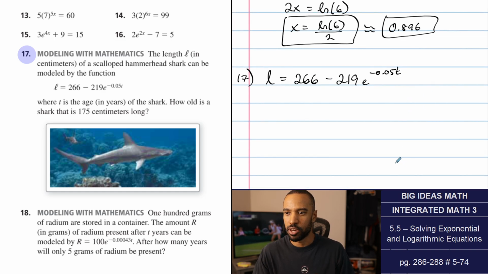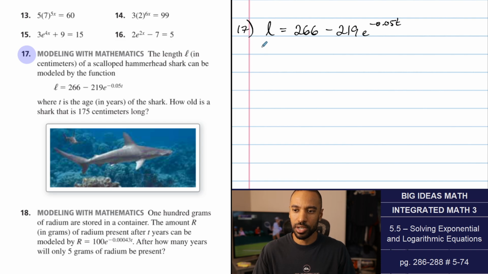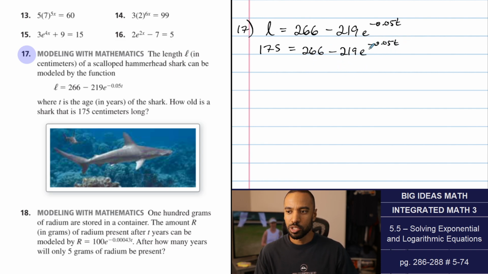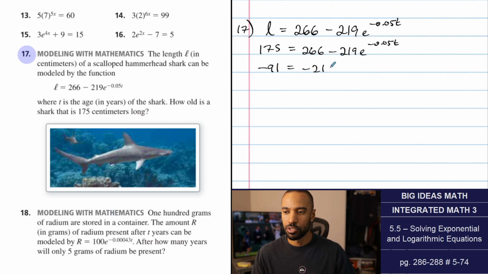L is already in centimeters, so we're going to do exactly that. A substitution of 175 for L, and we need to solve for T. T is in the exponent, therefore we're going to have to do some logging to solve for it. That's what logs do. So we have to get e to this power by itself first. We're going to subtract 266 from both sides. I don't want to make a mistake on this. Otherwise, everything goes awry. So I'm going to do that single subtraction. I get negative 91, plus I need to use this number later. Negative 91 equals negative 219 e to the negative 0.05t.